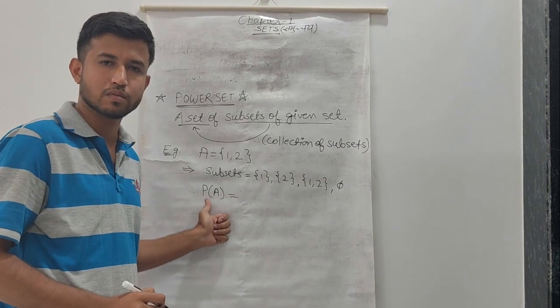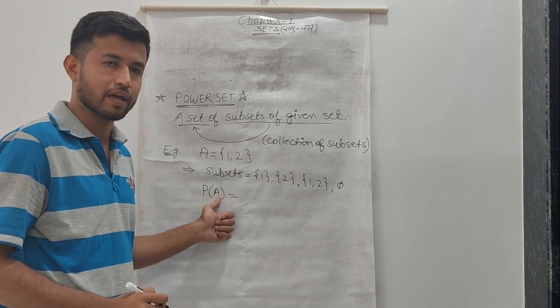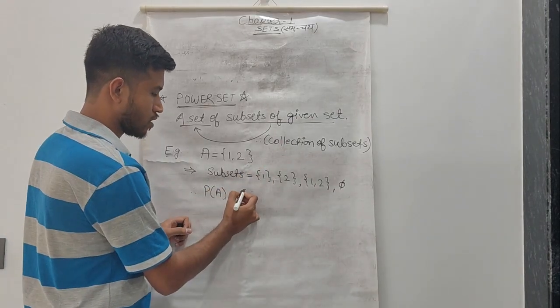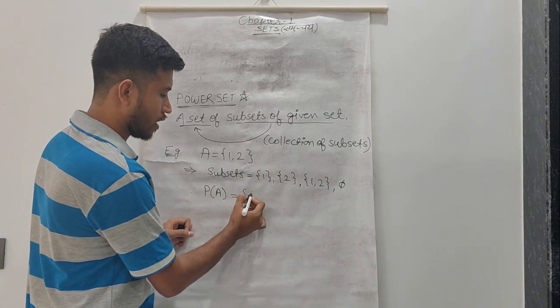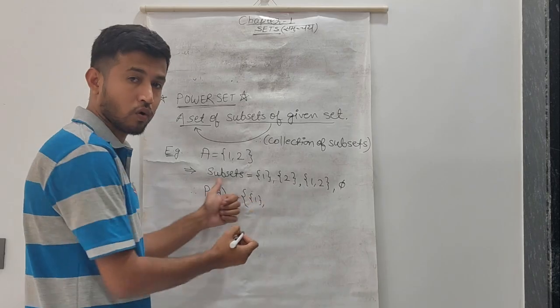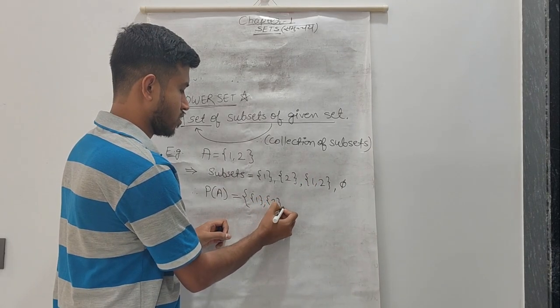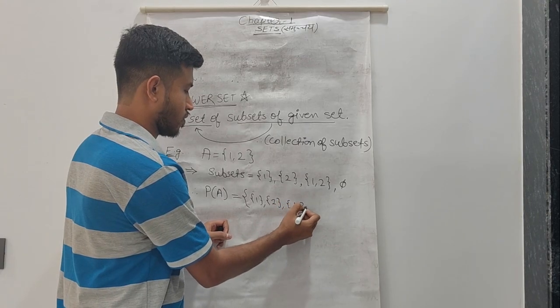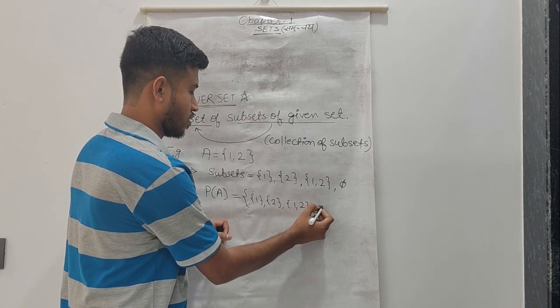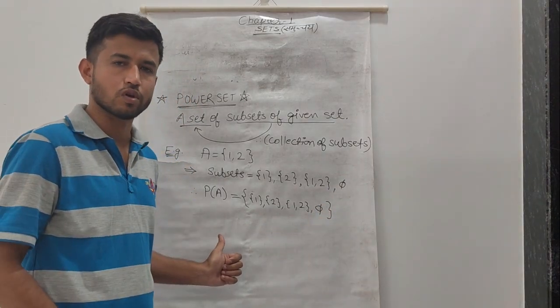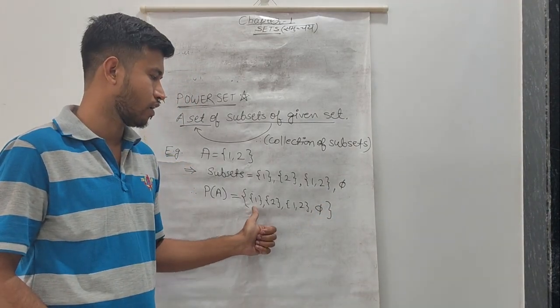Here it is written as P(A), the power set of A. So it is a collection of subsets. So we write all the subsets. Here, this is our solution for the power set of A.